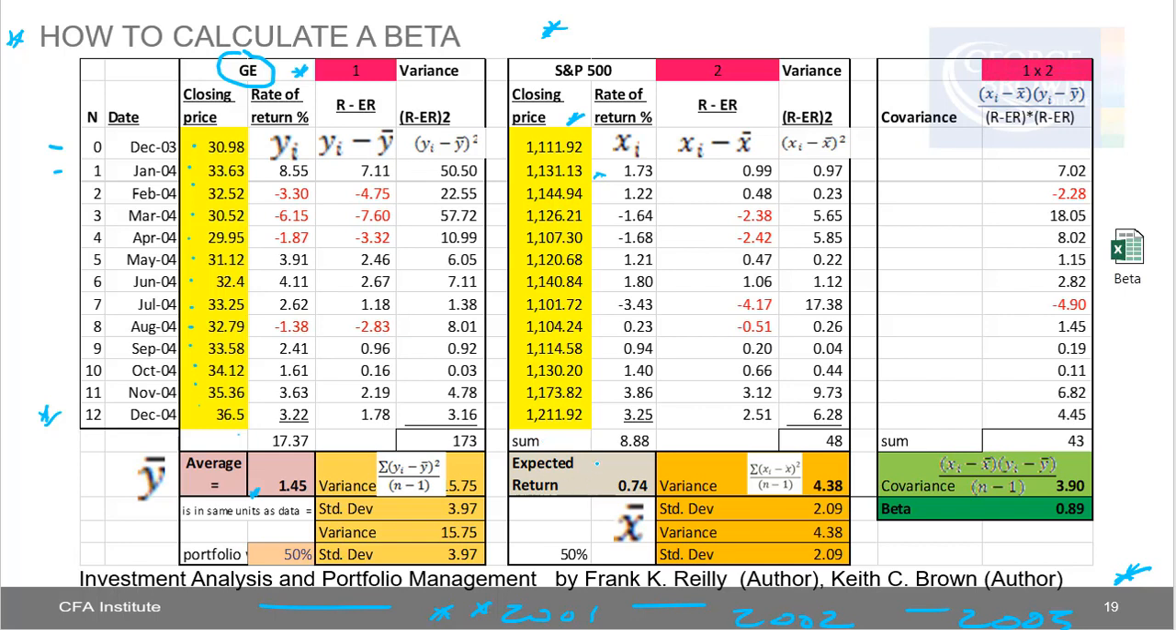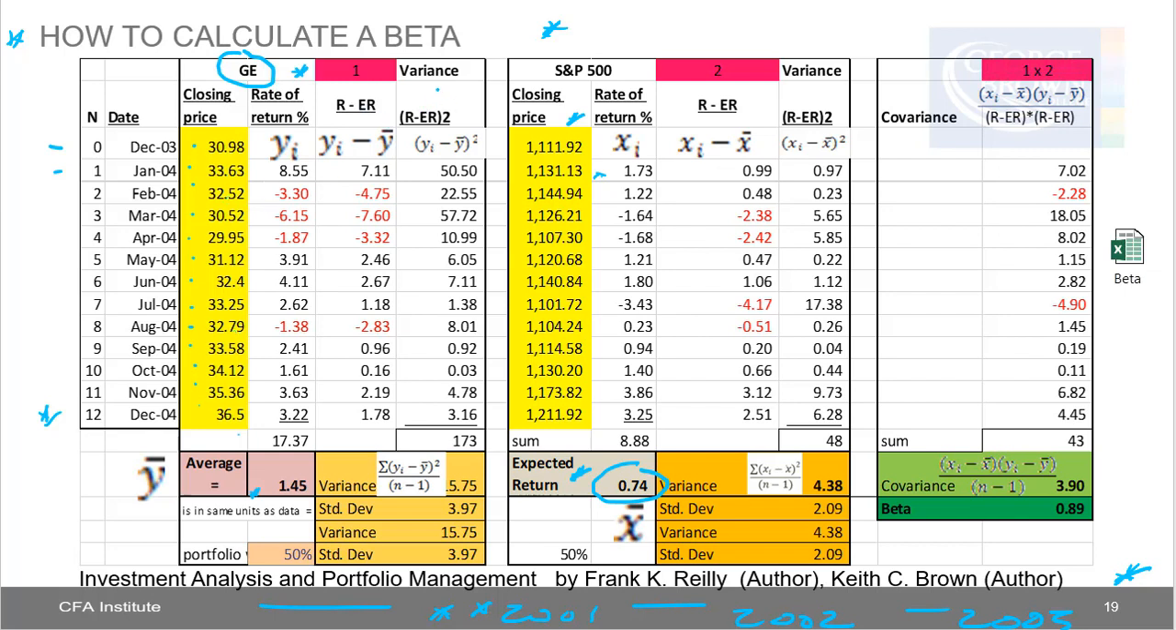And we can calculate the average return, or sometimes we use expected return in finance speak, so just don't get confused. That's why I put average here and expected over there. Anyhow, the average return was 0.74. So that's step one. Collect your data, calculate the returns.